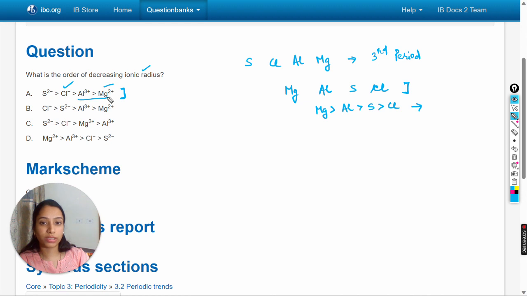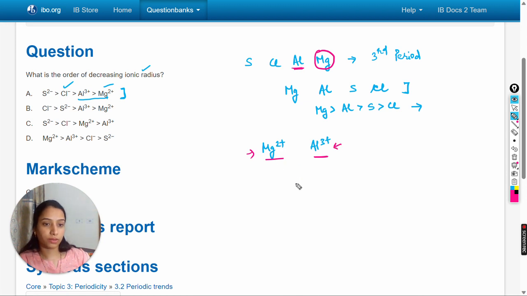Firstly, we will talk about the cations. Magnesium 2 positive and aluminium 3 positive. So I'll use the pink color. Here Mg2+ and Al3+ is given. When 2 electrons are removed from the magnesium, then Mg2+ will be formed, and when 3 electrons are removed from the aluminium, then aluminium 3+ will be formed.